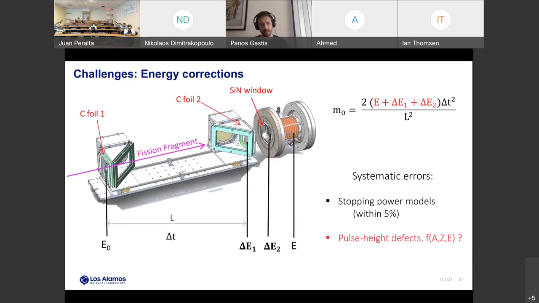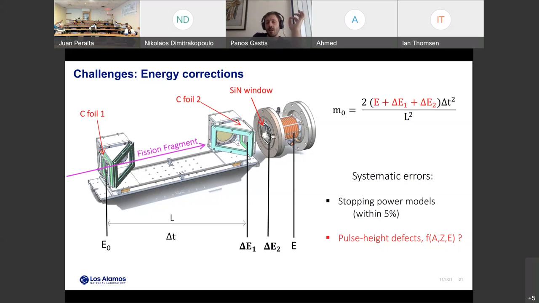So I'm coming back to the challenges that I mentioned earlier about the energy corrections that we have to do when we use this 2E2V method. As we said, we calculate the mass of the fragments by measuring their velocity and energy. Now, the thing is that the kinetic energy that we measure with the ionization chamber does not correspond to the energy that the fission fragments have when they move between the two timing detectors, because the fragments lose some amount of energy in the carbon foil, in the conversion foil of the MCP, and the entrance window of the fission chamber.